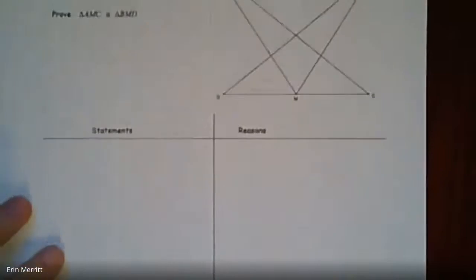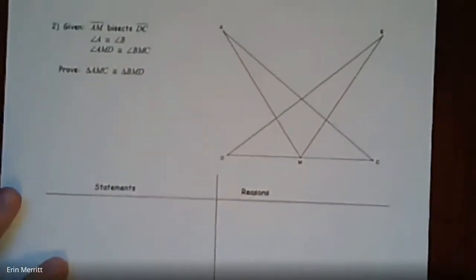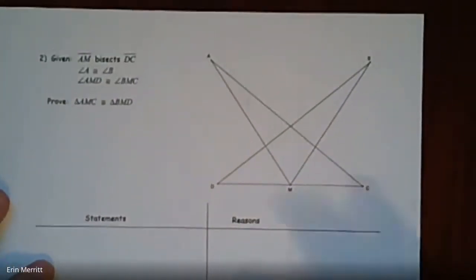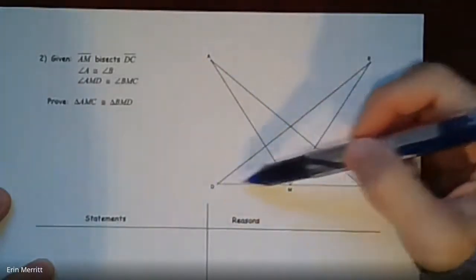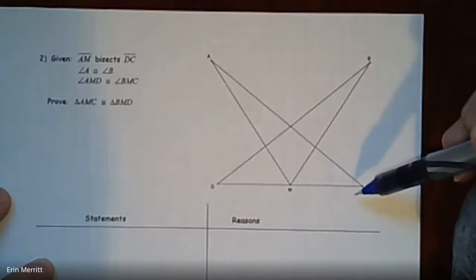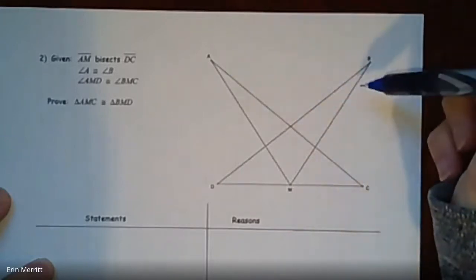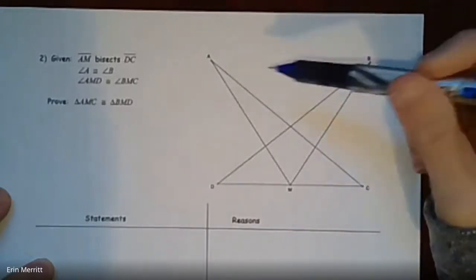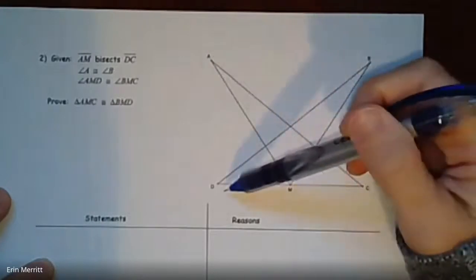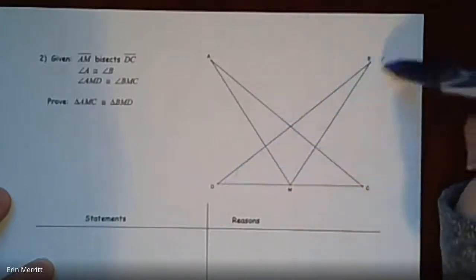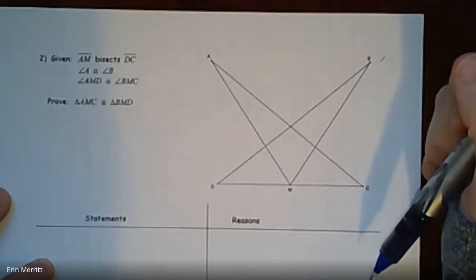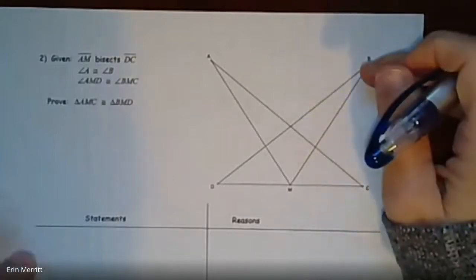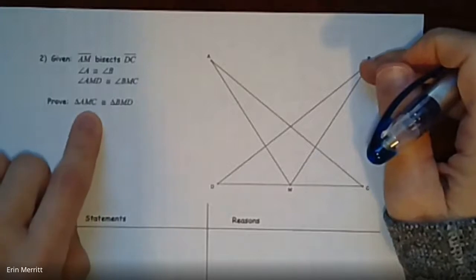If we kind of set this guy up, at least for number 2, let me slide so you can see everything. We have AM bisects segment DC. That's a good one. We got angle A is congruent to angle B, and we have angle, holy moly, AMD congruent to angle BMC. All right. It's a very cool diagram to look at, but what's super useful is to look at what you're trying to prove, and let's outline that.